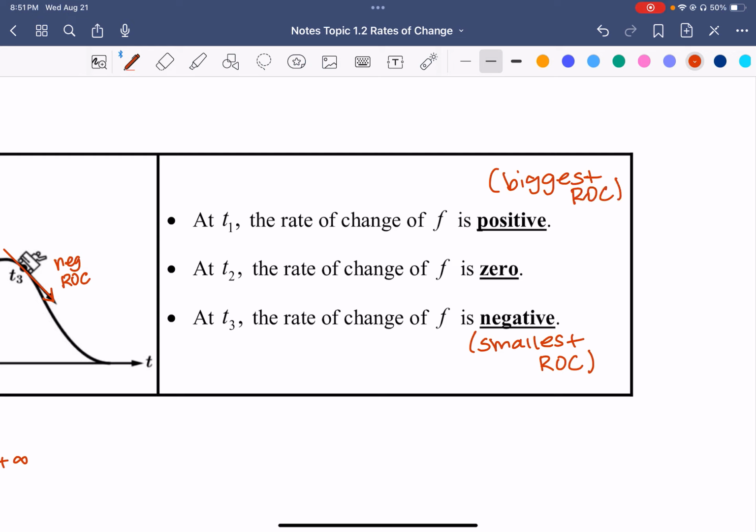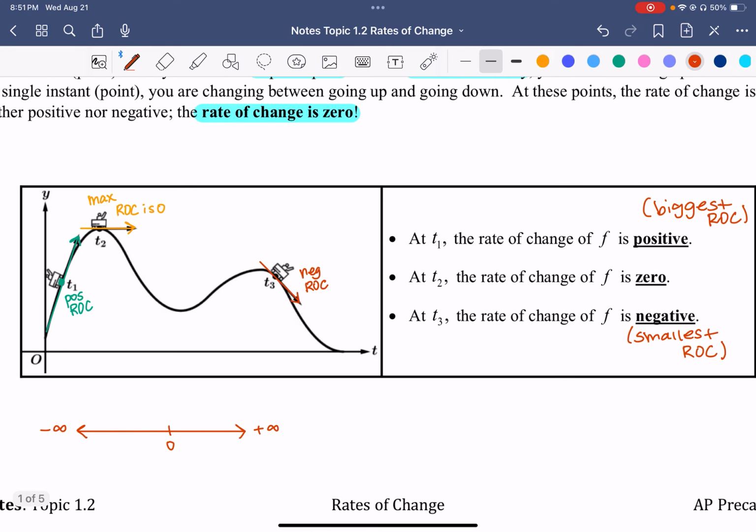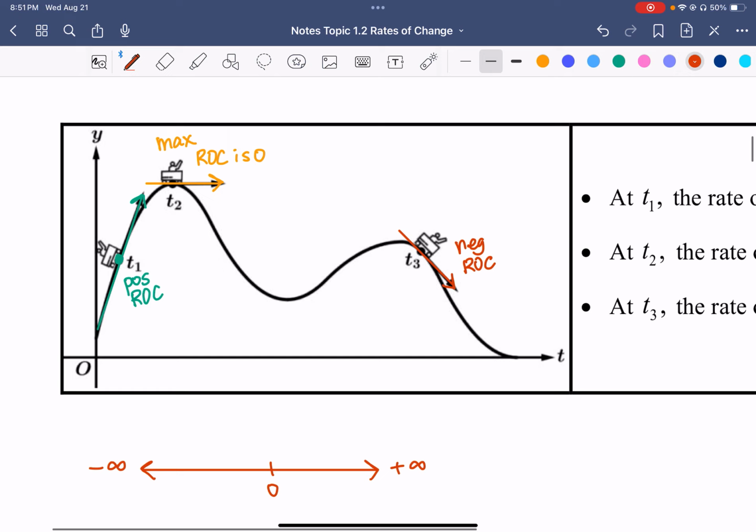Okay? Now there are going to be some questions that have multiple positive ones or several negative ones. So for example, let's say I were to make a third point here and label that t sub 4. Okay? Now if I draw my line at t sub 4, my line looks like this. T sub 4 also has a positive rate of change.